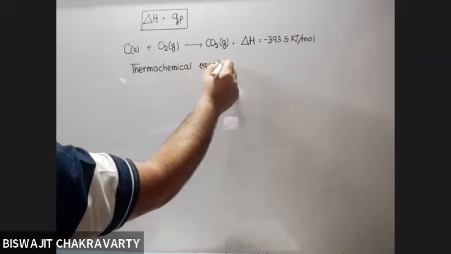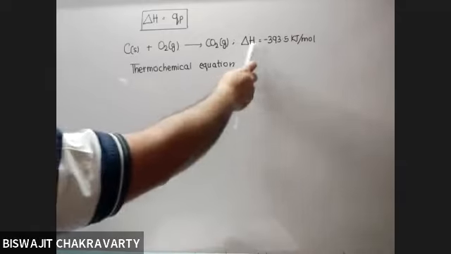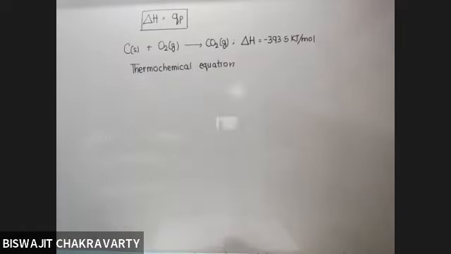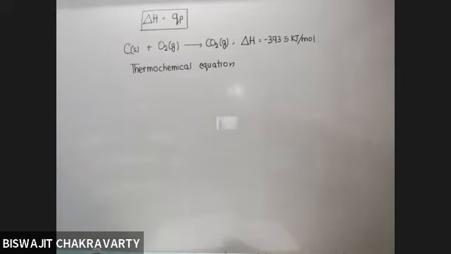So far in chapter 1, we did not have delta H value. We had only the chemical reaction, which was a balanced chemical reaction. But along with the balanced chemical reaction, when you also write the delta H value, that becomes a thermochemical equation. So the delta H that we write is called the enthalpy change. The enthalpy change of this particular reaction is minus 393.5.